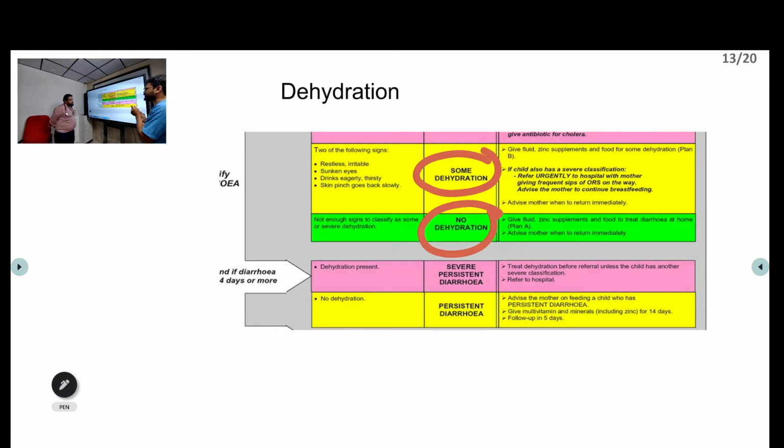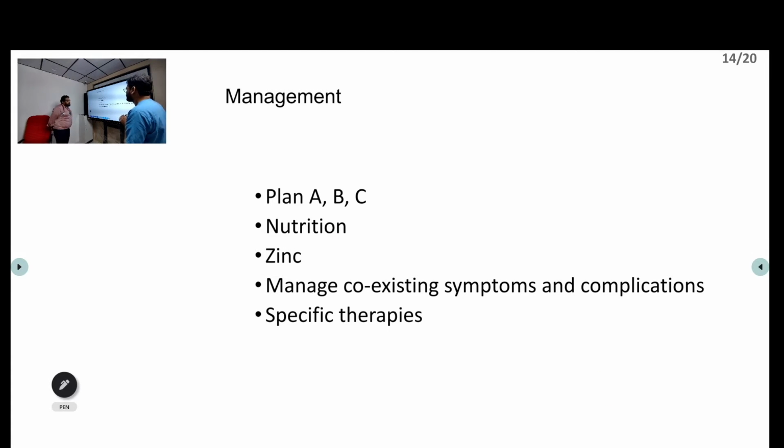And second comes our examination, the skin pinch time, as I told you. As we already discussed. And once we come to the diagnosis, our treatment plan depends upon no dehydration, some dehydration, or severe dehydration. No dehydration, we go with plan A, some dehydration plan B, and severe dehydration plan C. And also nutrition: zinc supplement that we can give for all children with acute diarrheal disease. There has been some evidence on giving zinc, with an improvement in the total episodes, and the duration of the diarrhea has come down. So we can definitely try zinc supplements.